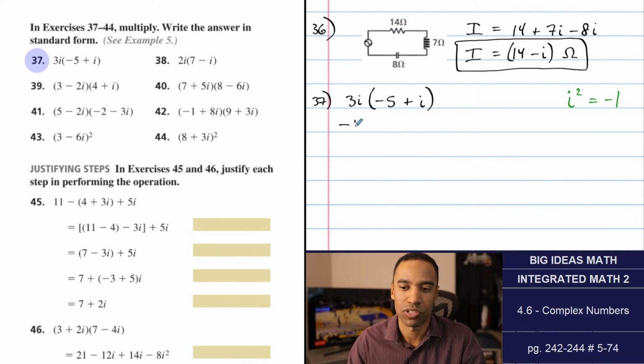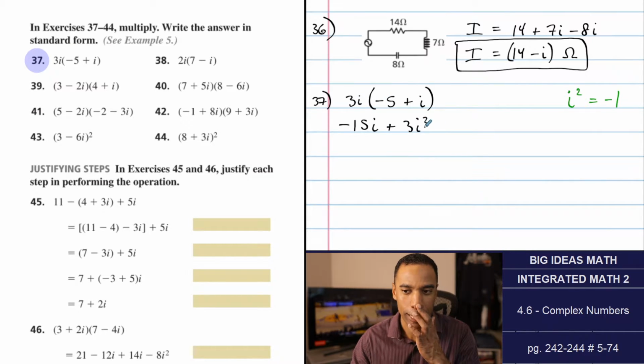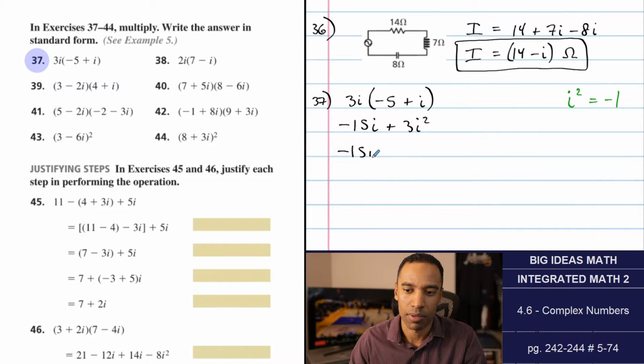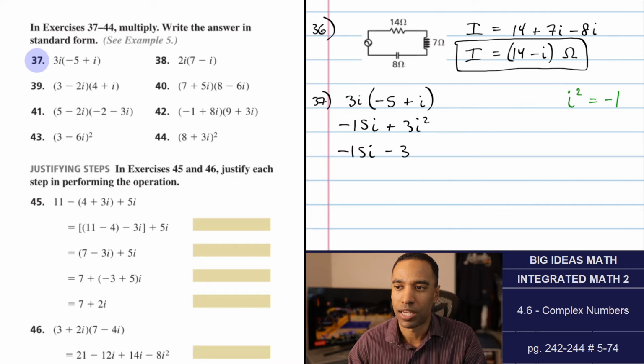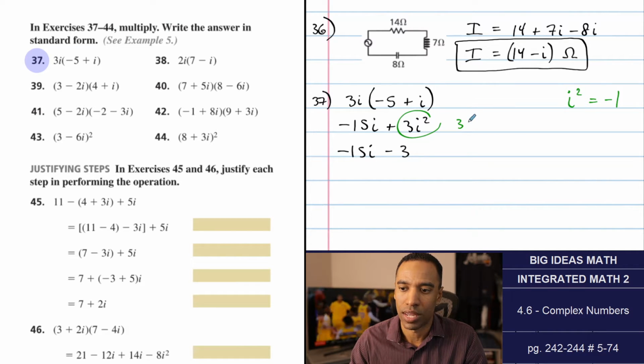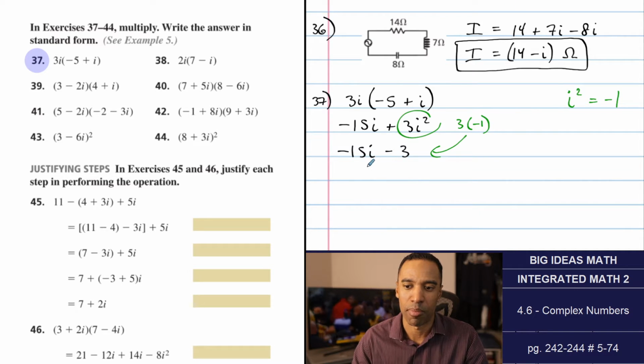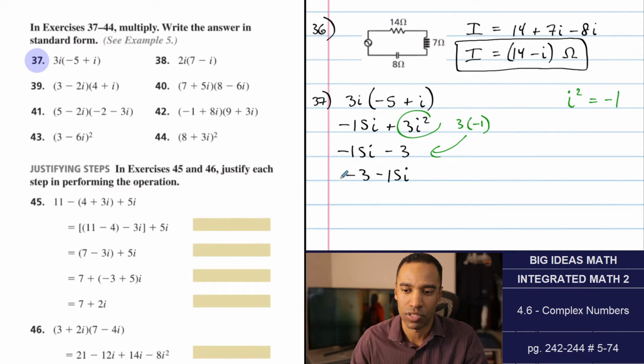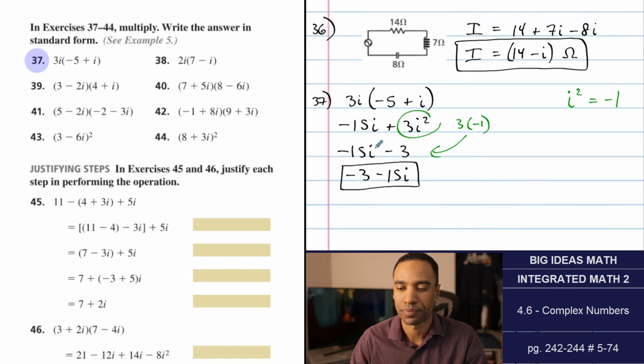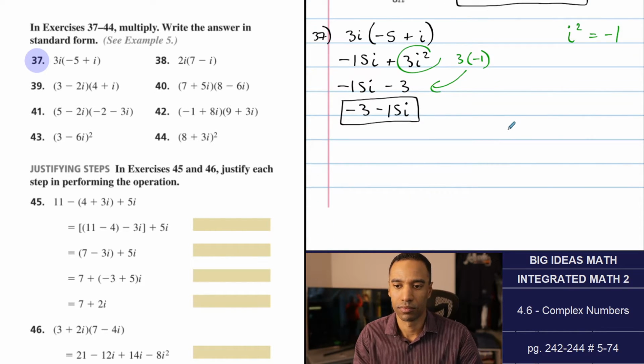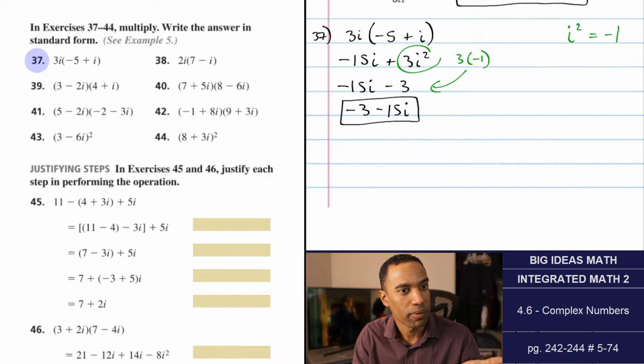3i times negative 5 is negative 15i. 3i times i is 3i squared. However, because i squared is negative 1, that becomes negative 15i minus 3, right? This becomes 3 times negative 1, so that becomes negative 3. But my final answer, I'm going to write the real part first. So negative 3 minus 15i, like so. That's what happens when you multiply that thing.